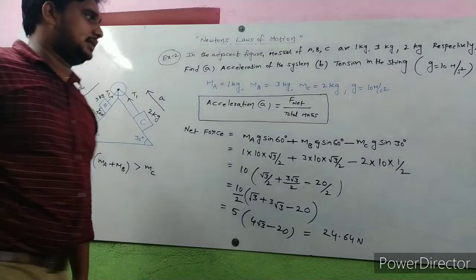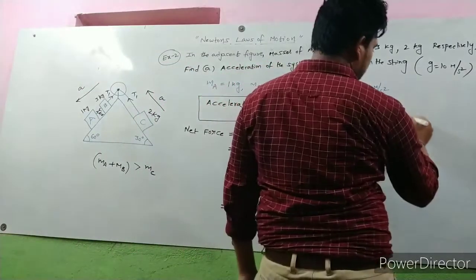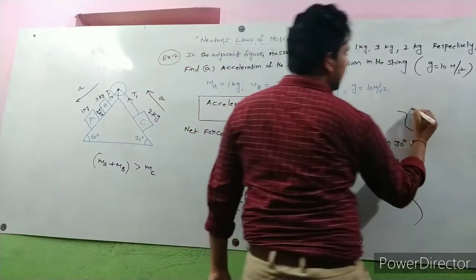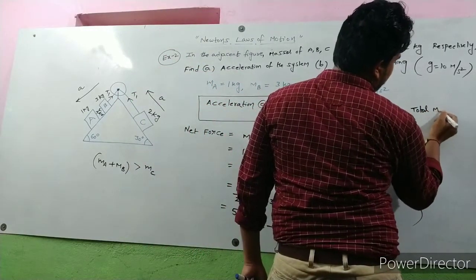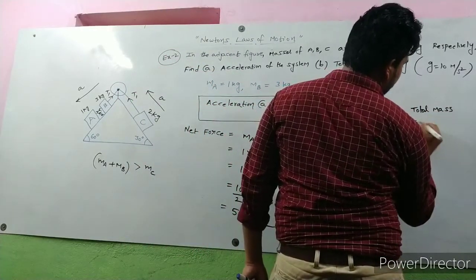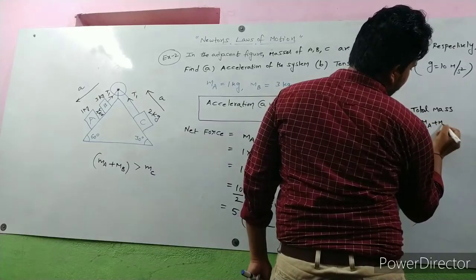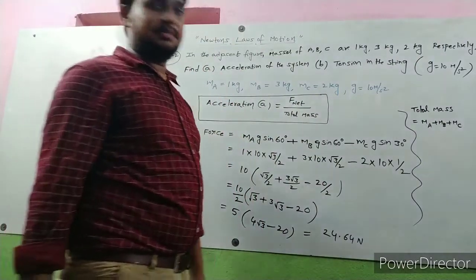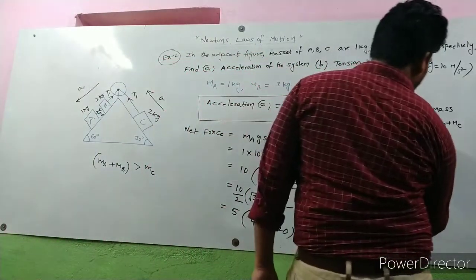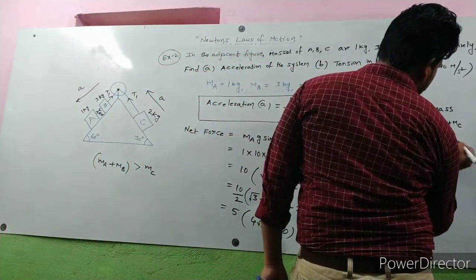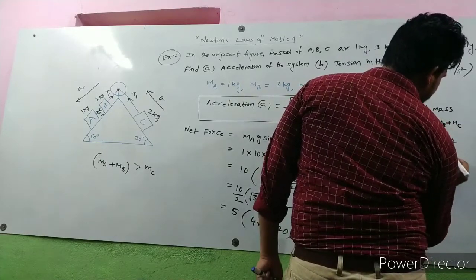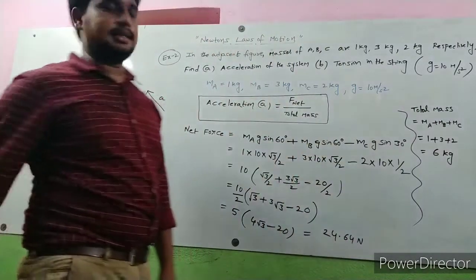Next, total mass. Total mass is MA plus MB plus MC, that is equal to 1 plus 3 plus 2. So that means 4 plus 2, 6 kgs. Total mass is 6 kgs.